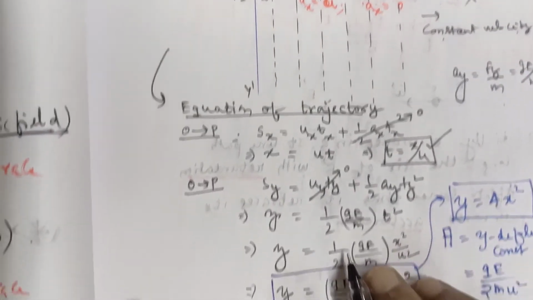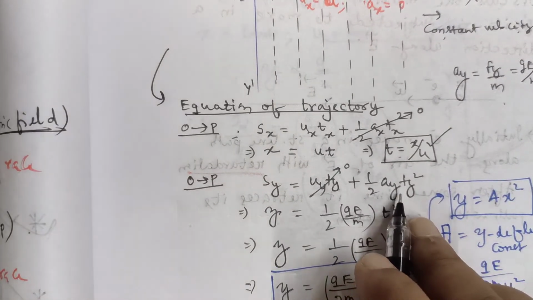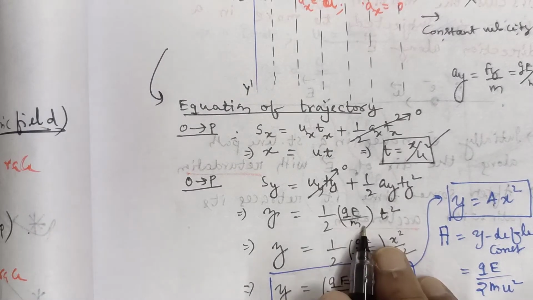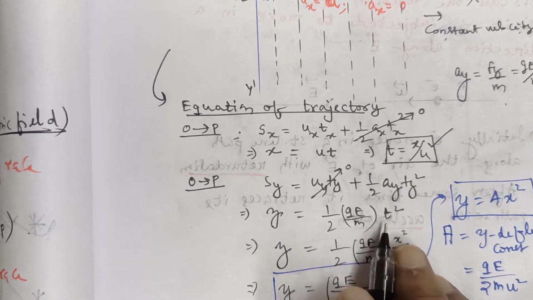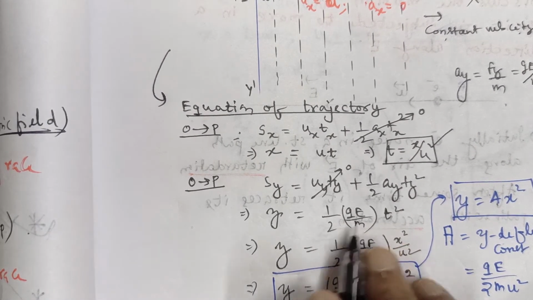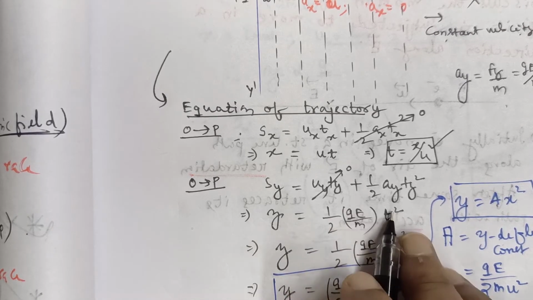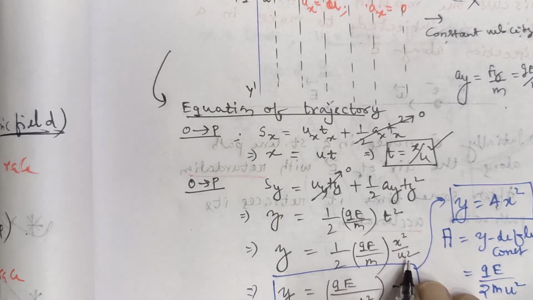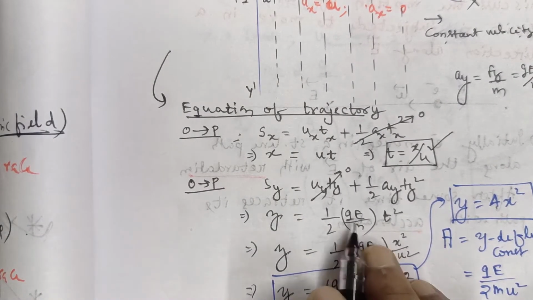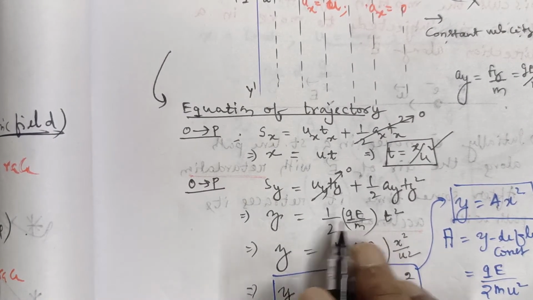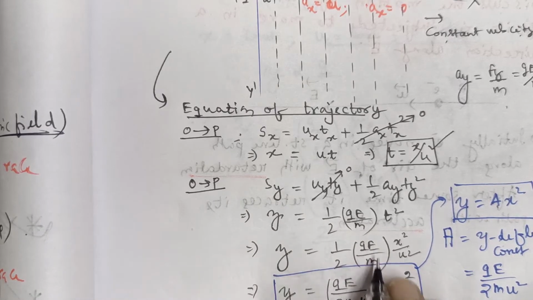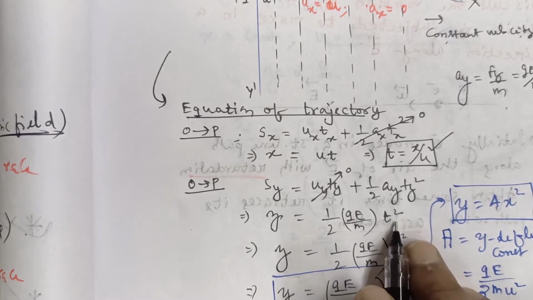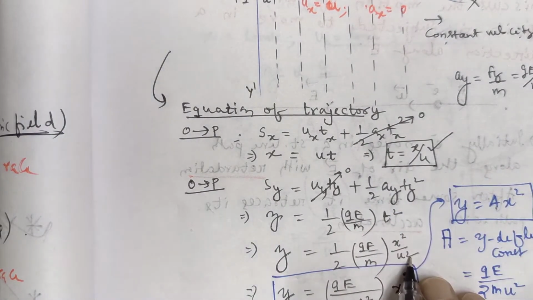So I am putting here the acceleration along y axis is qE by m. Simple mathematics, not to be stressed, you can easily derive it. Half qE by m into t square. You just put the value of t, x by u, here, x square by u square. Same problem that we have done in our projectile motion in 11th class.